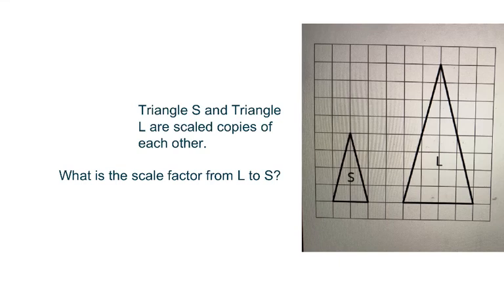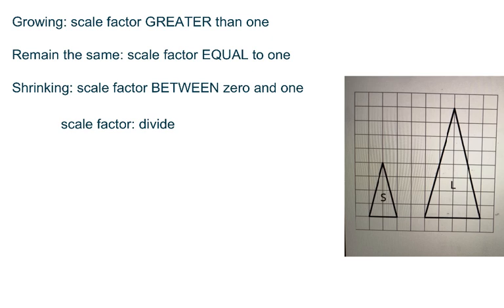Triangle S and triangle L are scaled copies of each other. What is the scale factor from L to S? So it's very important to think about which direction we're going. We're starting with L, which is the larger triangle, and going to S, which is the smaller triangle. Let's review how we do scale factor.